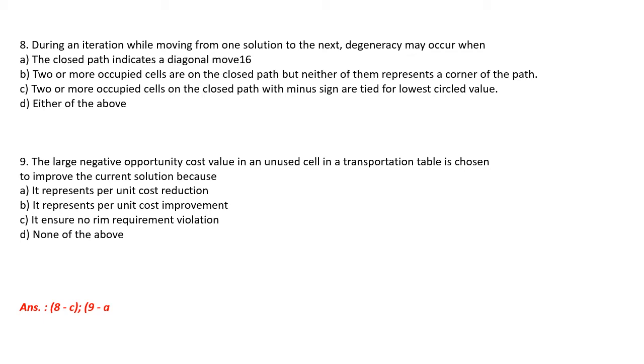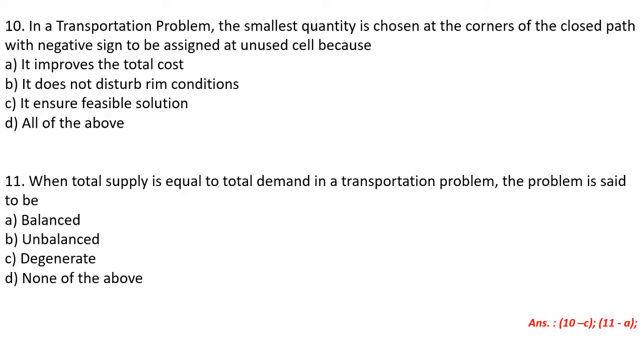Ninth, the large negative opportunity cost value in an unused cell in the transportation table is chosen to improve the current solution because option A, it represents per unit cost reduction, option B, it represents per unit cost improvement, option C, it ensures no rim requirement violation, option D, none of the above. The correct answer is option A, it represents per unit cost reduction.